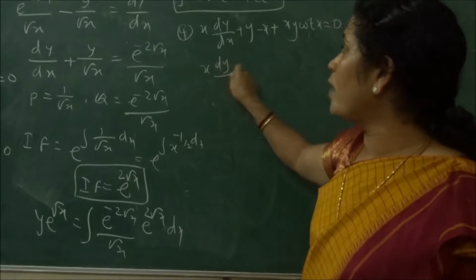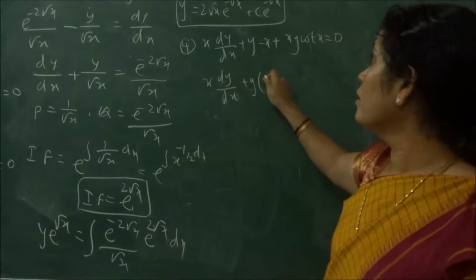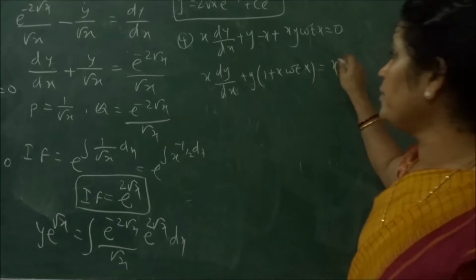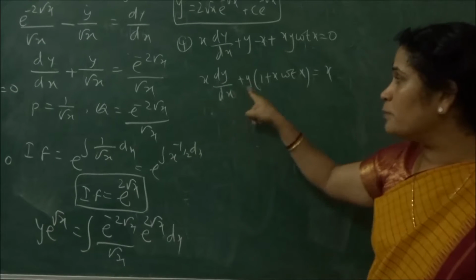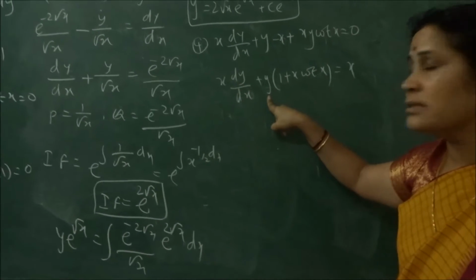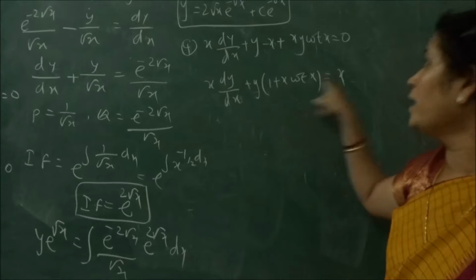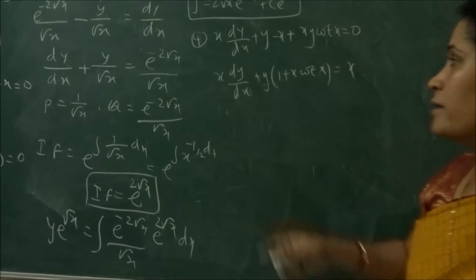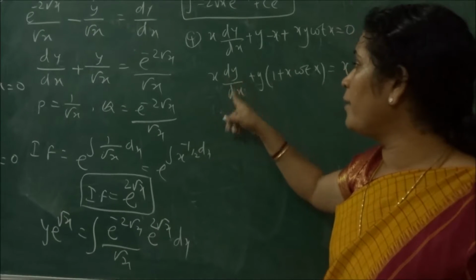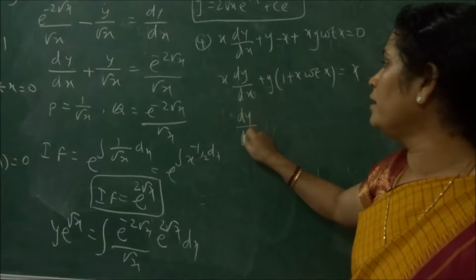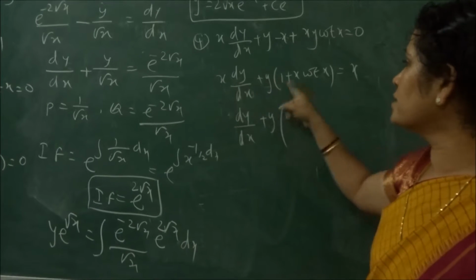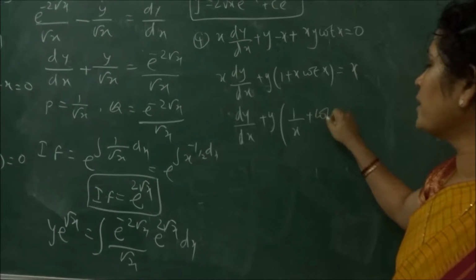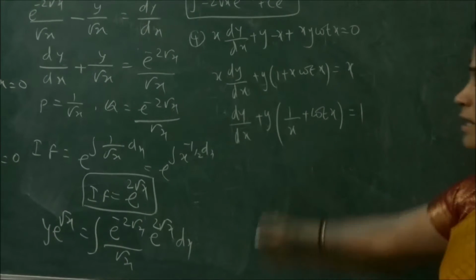Suppose I take y common, clear? 1 plus x cot x, okay, fine. This x is extra, I am taking it to that side. Now see, throughout the differential equation there is a single dy by dx plus Py equals Q. You got the format. Now single algebraic y, this is dy by dx. The coefficient of dy by dx is 1. I am dividing through by x, that is plus y into 1 upon x, plus cot x, that is equal to 1.